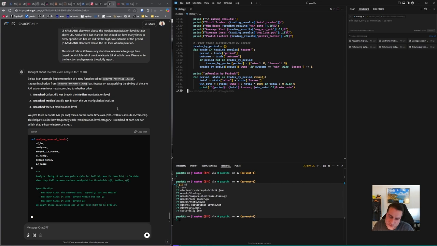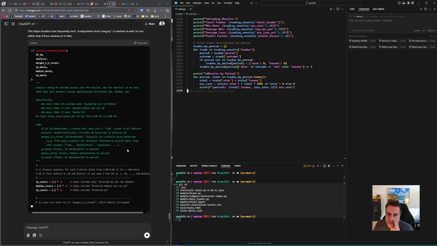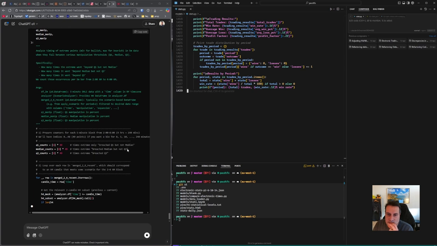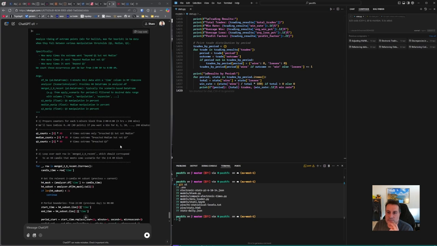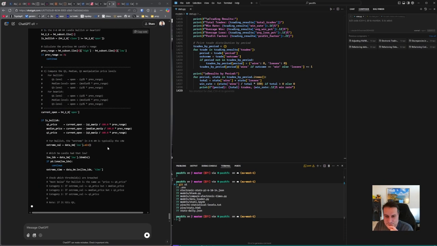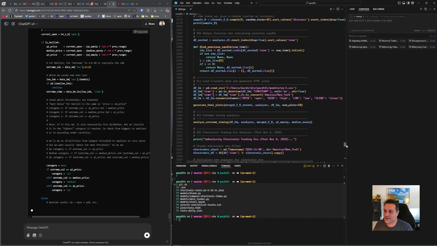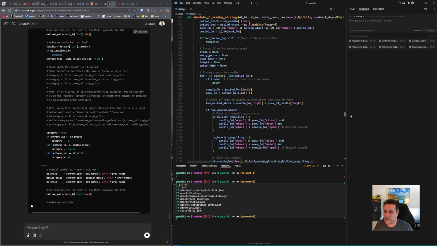Okay, and so this should be the function that we need to add to my source code to do what I asked. Let's see. Analyze the timing of extreme points. Exactly. How many times the extremes went beyond Q1 but not median, beyond median but not Q3, and beyond Q3. We count these occurrences per 5-minute bar from 2 to 6 a.m. It understood exactly what I wanted. Very good. It's still writing. I make it work hard. Let's go to the place where I want to place it.